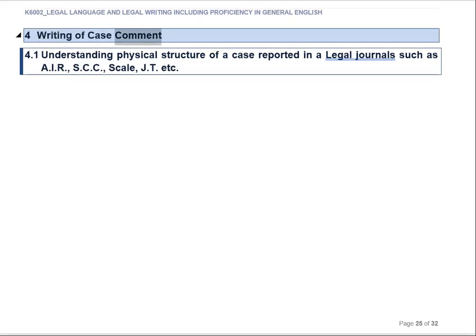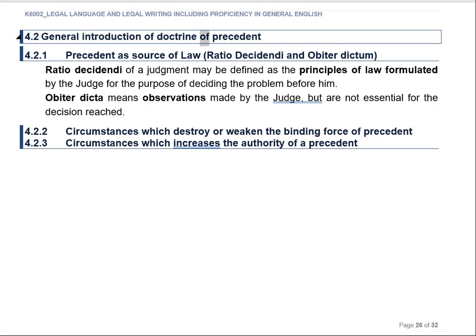Writing of case comment. Understanding the physical structure of a case reported in legal journals such as AIR, SCC, Scale, JT etc. General introduction of doctrine of precedent. Precedent as source of law, ratio decidendi and obiter dictum. Ratio decidendi of a judgment may be defined as the principles of law formulated by the judge for the purpose of deciding the problem before him. Obiter dictum means observations made by the judge, but not essential for the decision reached.